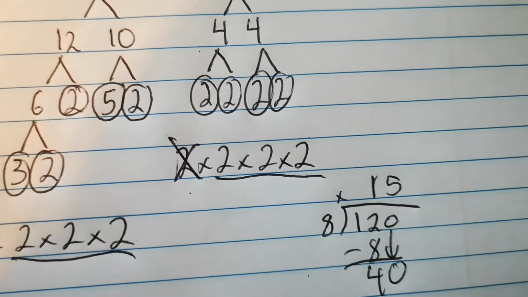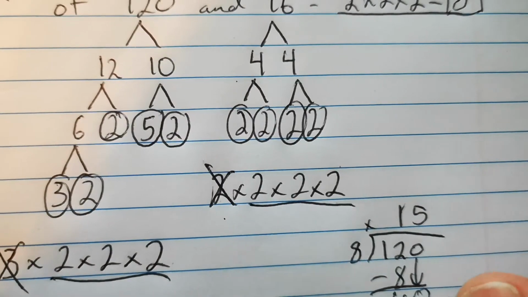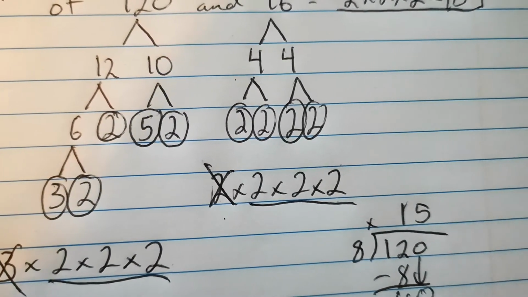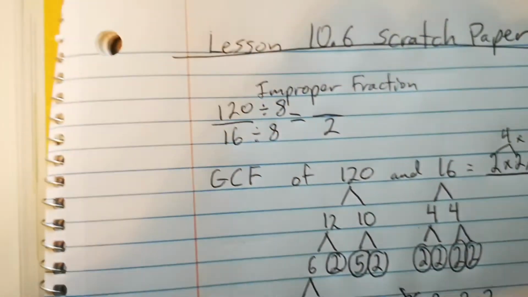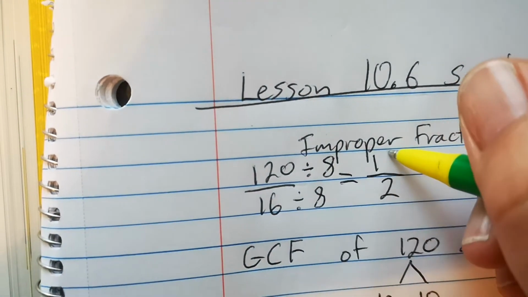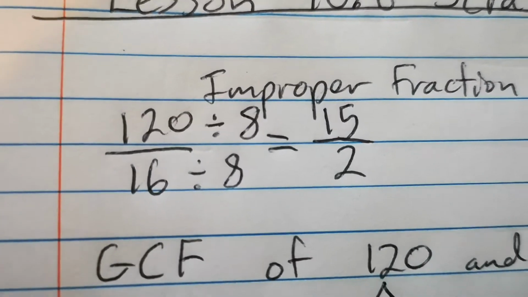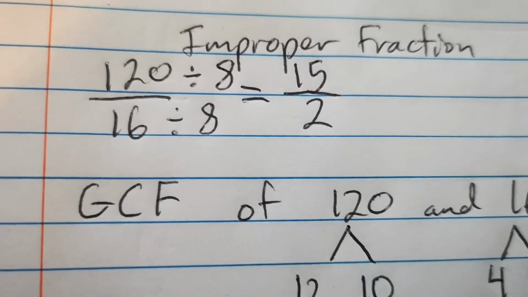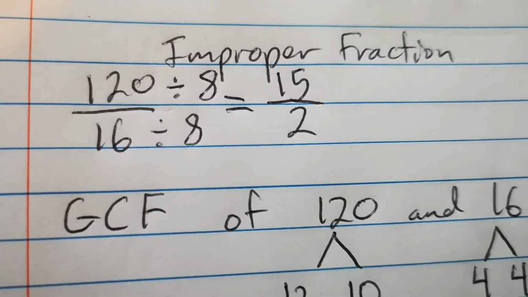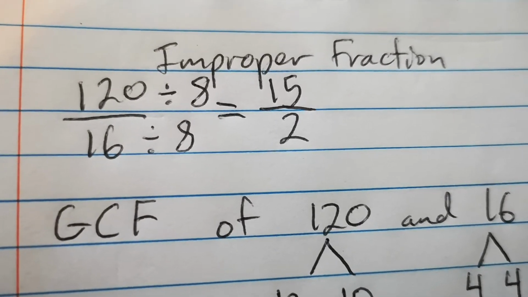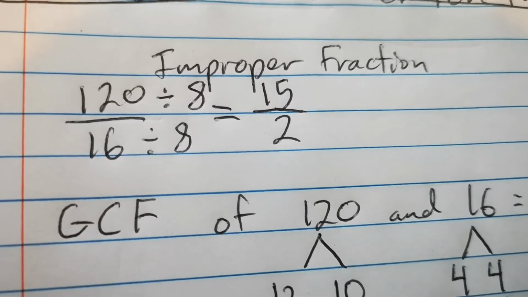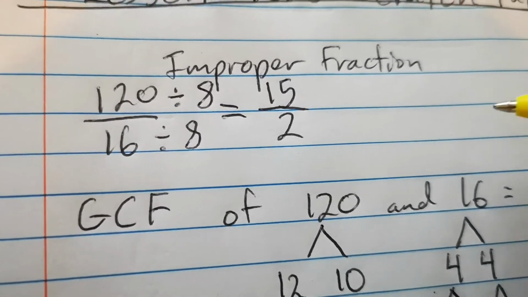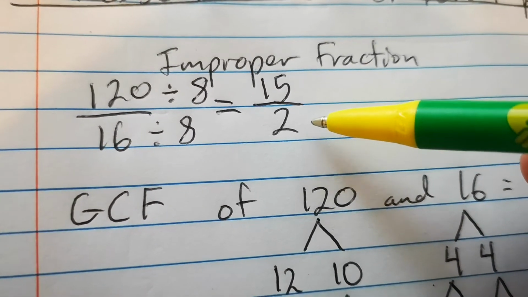All right? Sorry, 5 times 8 is 40. No remainder. So 15 is my number. And I'm left with 15 over 2. So I can leave that and say that Aaron needs, because remember I was trying to find how many gallon containers does Aaron need, 15 halves containers.